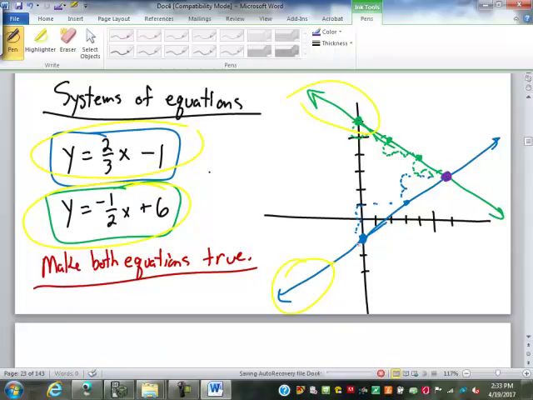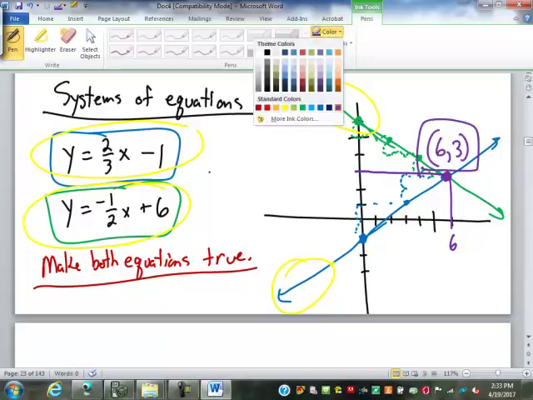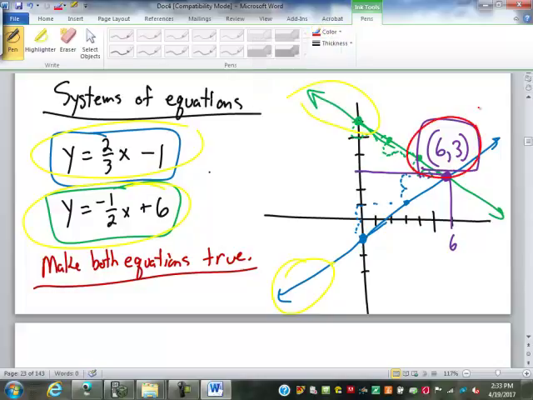And that point, because I was really careful graphing this out and I counted my slope several times, is at 6 and 3 here. So that's at the coordinate (6, 3). Let's test that out to make sure that really is a solution to this system.